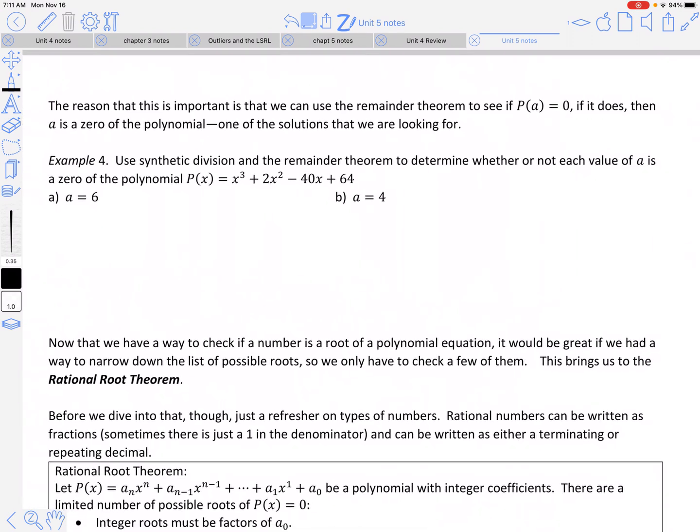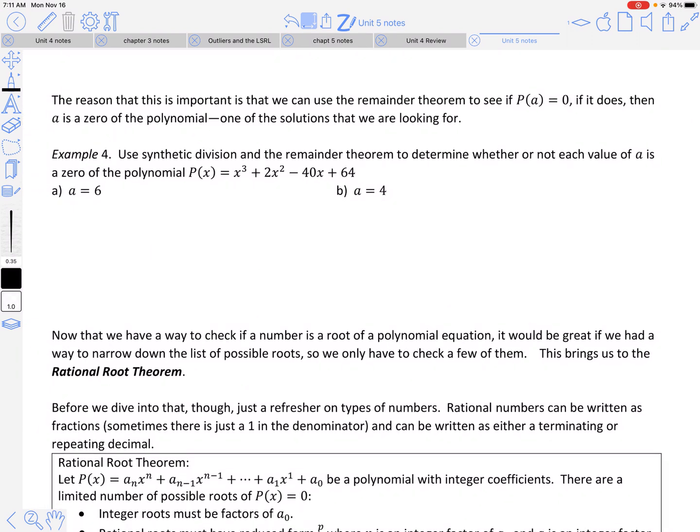The reason that this is important is that we can use the remainder theorem to see if p of a equals 0. If it does, then a is a 0 of the polynomial, and one of the solutions that we're looking for. So we're going to pause right here.